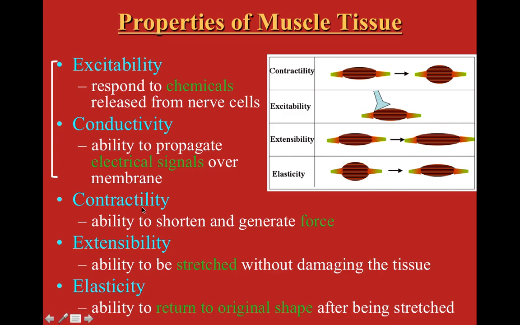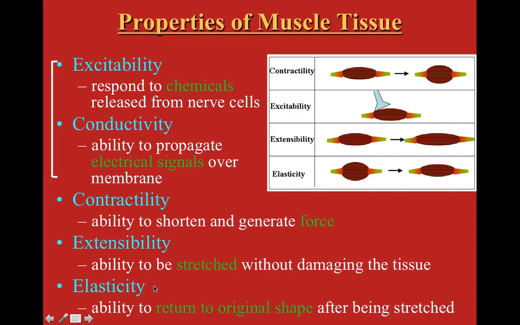Contractility is the ability to shorten and generate a force, and we can see a picture of this up here. This muscle is relaxed, and when it contracts, the muscle fibers move past each other to make the muscle shorter altogether. Also, muscles not only can be contracted, but they are extensible. They have extensibility as a property, which means they can be stretched without being damaged.